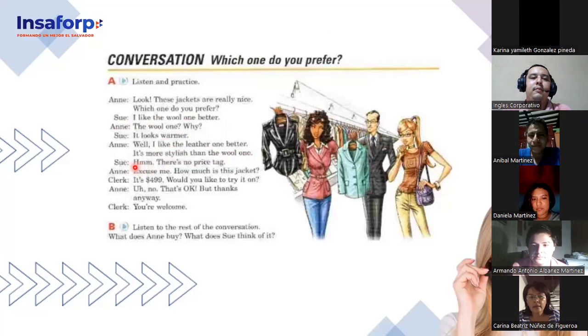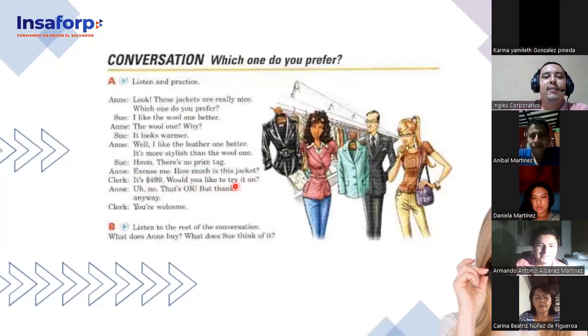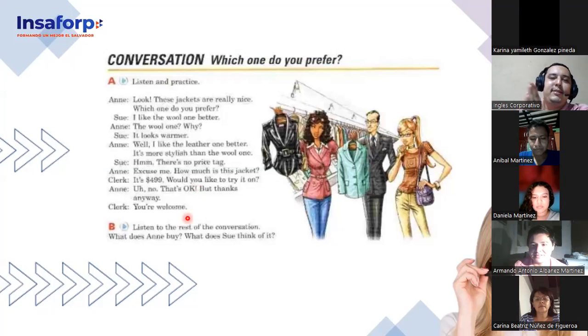There's no price tag, okay. Excuse me, how much is this jacket? It's $499. Would you like to try it on? Okay, try it on. Oh no, that's okay, but thanks anyway. You're welcome.